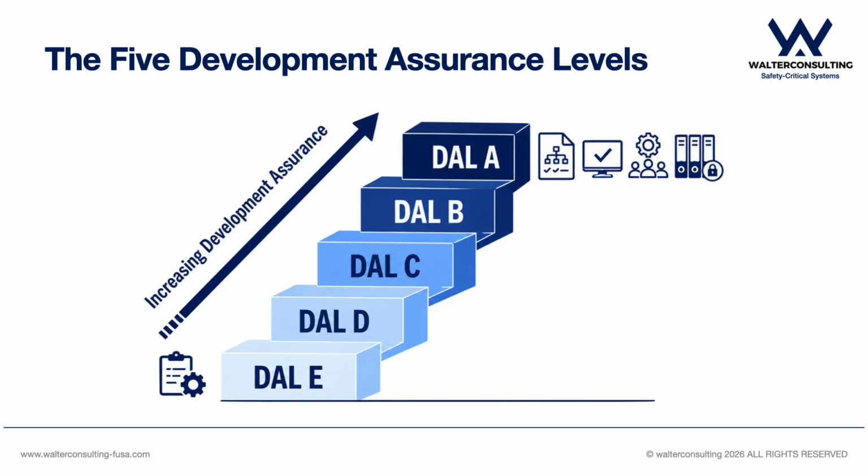ARP 4754B defines 5 development assurance levels. They range from DAL A to DAL E. DAL A represents the highest level of development assurance. DAL E represents the lowest. As the required DAL increases, engineering activities generally become more rigorous. Additional planning, more extensive verification, greater documentation, and increased independence may all become necessary. The important point is not simply the letter itself. The important point is how it influences development.